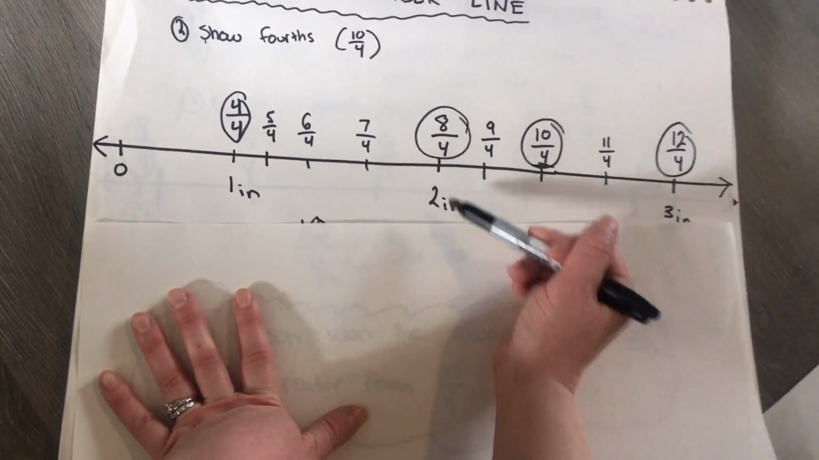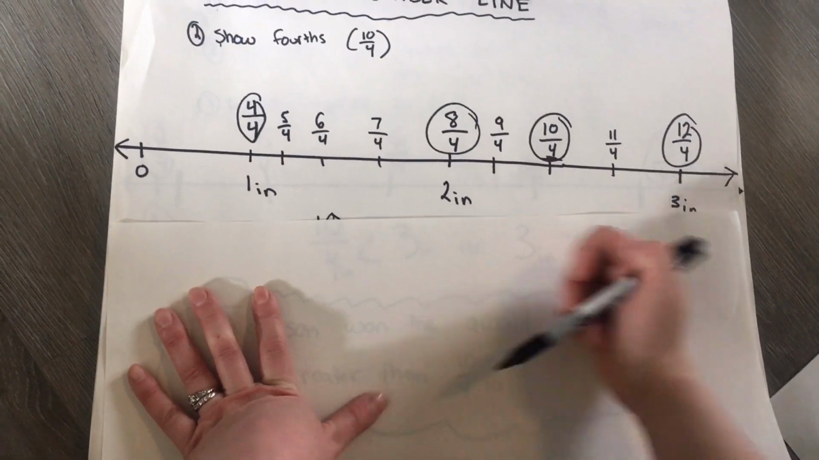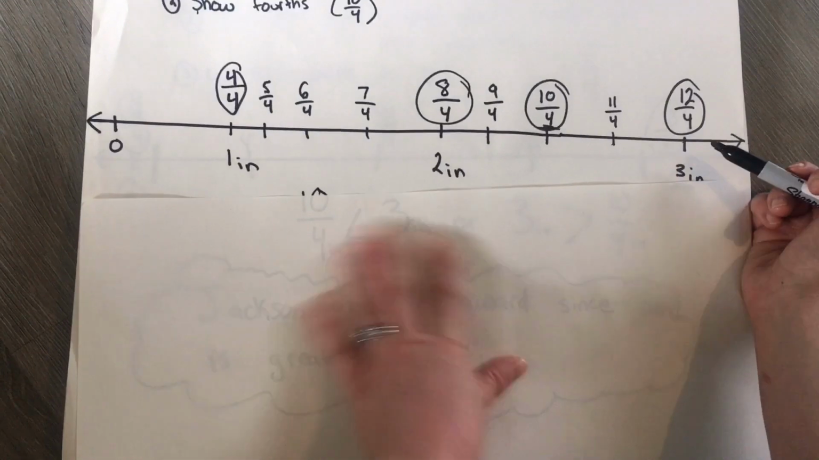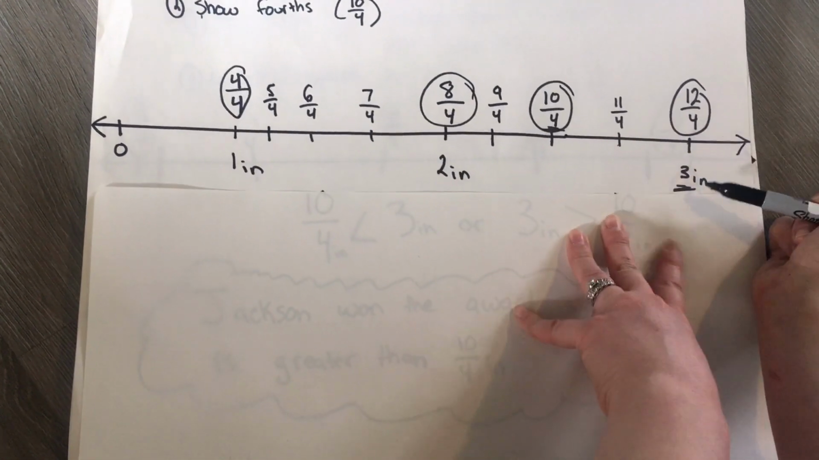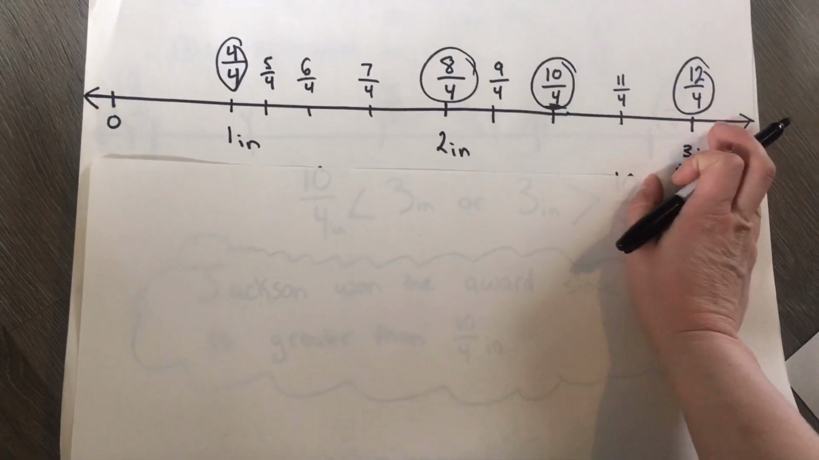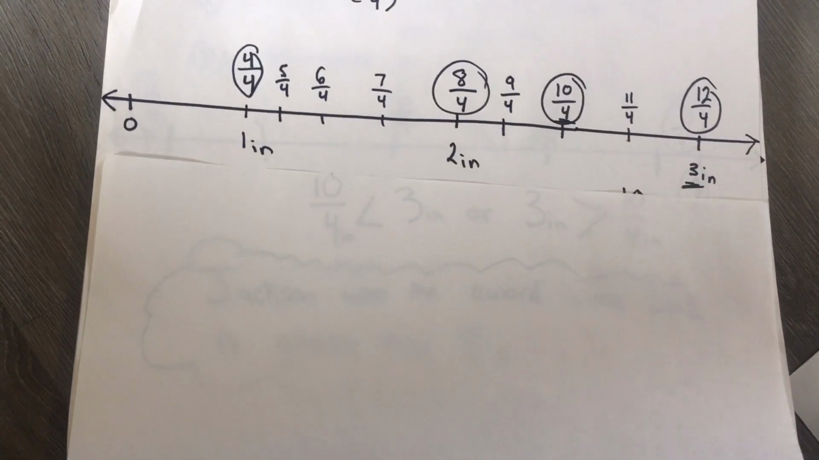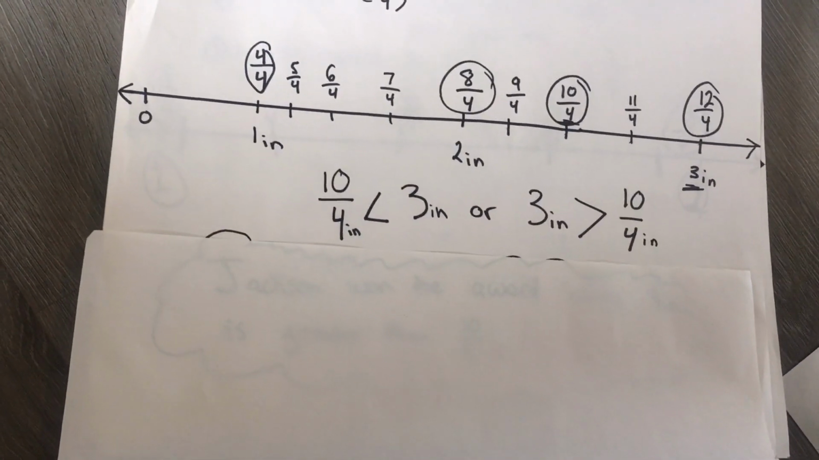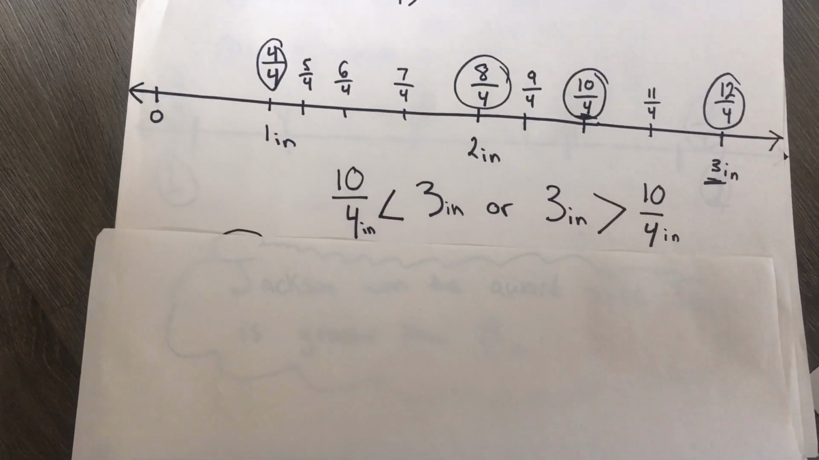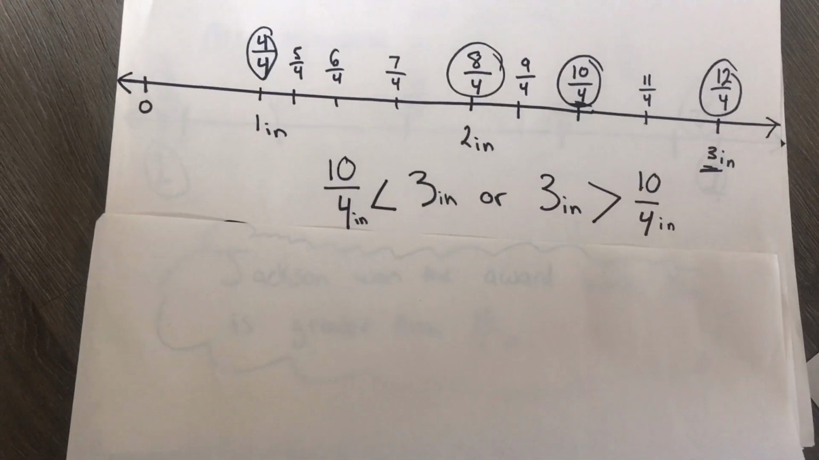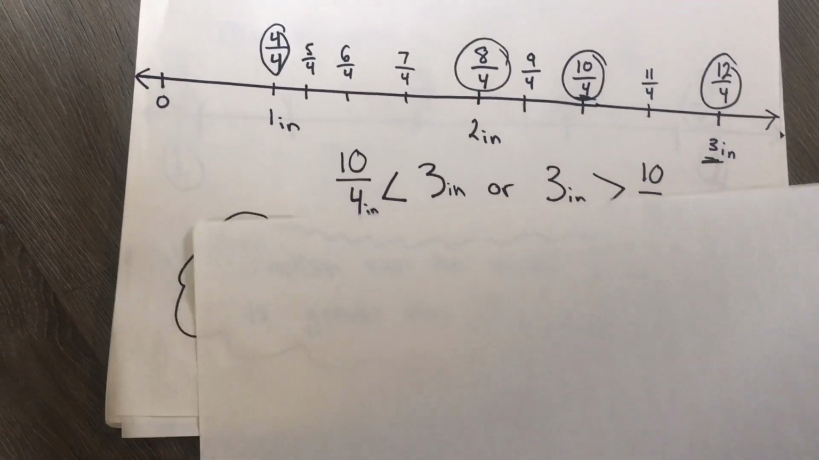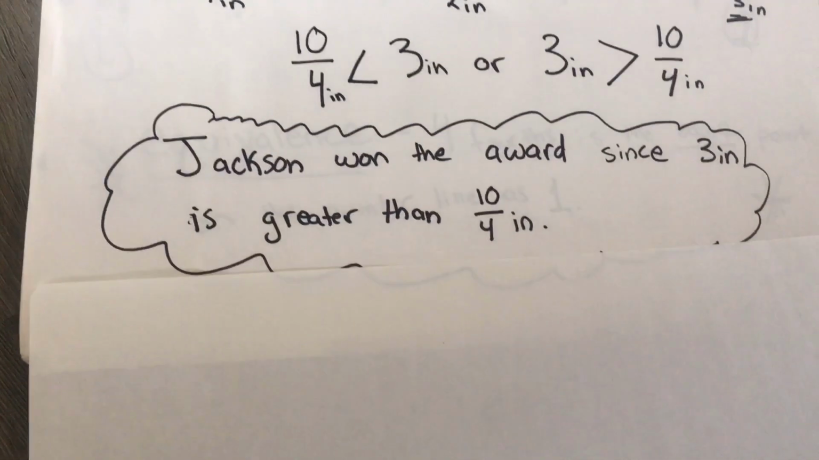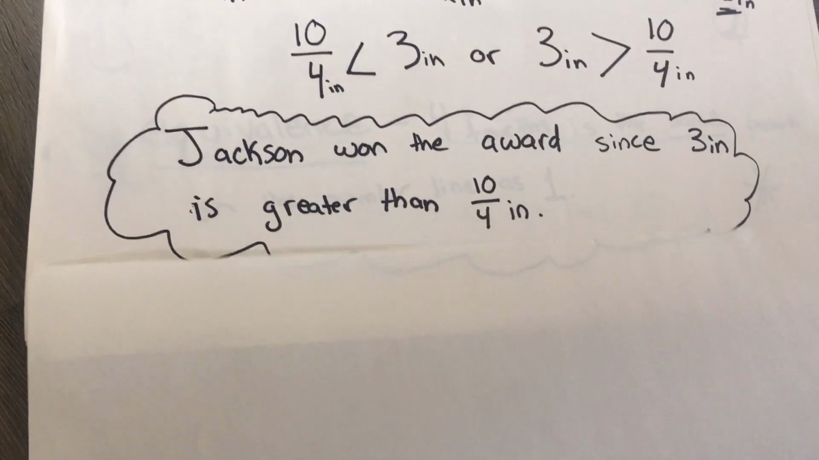8 divided by 4 is 2. Is that equivalent? Yes. 9/4, 10/4, 11/4, 12/4. Is 12 divided by 4 equal to 3? Sure is. So, going back to the question, 10/4 inch is less than 3 inches, or 3 inches is greater than 10/4 inch. So here is your answer to that question. Jackson won the award since 3 inches is greater than 10/4 inch.